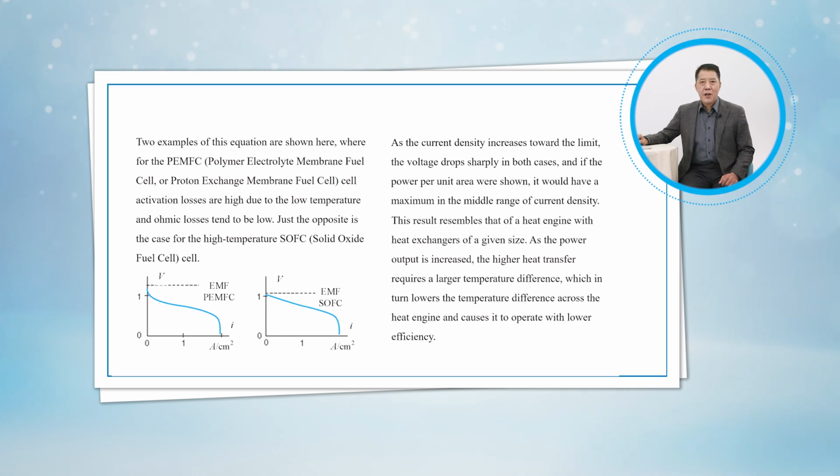This result resembles that of a heat engine with heat exchangers of a given size. As the power output is increased, the higher heat transfer requires a larger temperature difference, which in turn lowers the temperature difference across the heat engine and causes it to operate with lower efficiency.